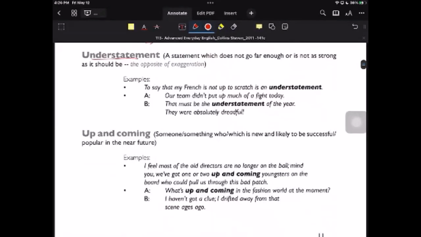Understatement: a statement which doesn't go far enough or is not as strong as it should be. The opposite of exaggeration. For example, to say that my French is not up to scratch is an understatement. Okay, so something that's not really as strong as it should be.